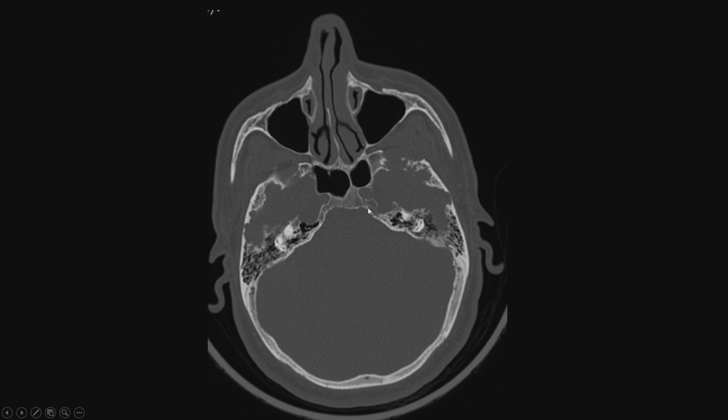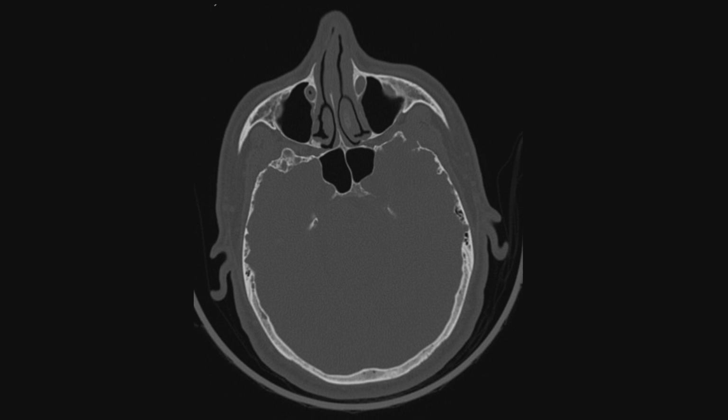And in this bone window, in these slides, we can see the bone erosions on the anterior and middle cranial fossa, which are bilateral and symmetric. These are the bone erosions.